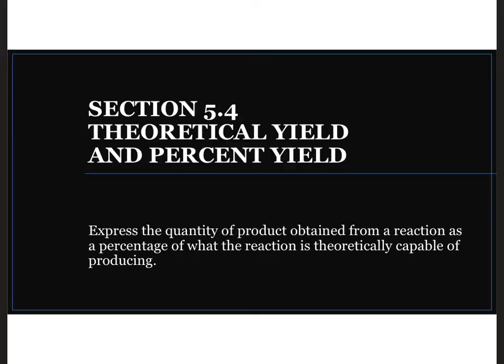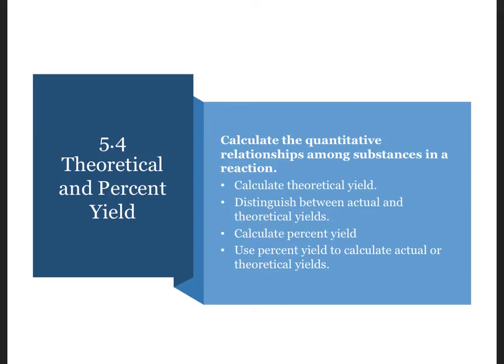Building upon our limiting reactant discussion, we're going to discuss how to calculate the percent yield based on what we've been calculating, the theoretical yield. To accomplish this, we'll distinguish between actual and theoretical yields so we can calculate percent yield, actual yield, or theoretical yield given two of the three quantities or some way to calculate them.